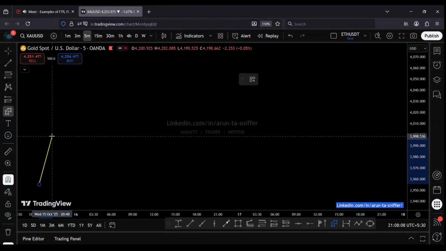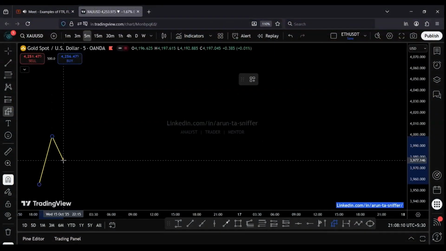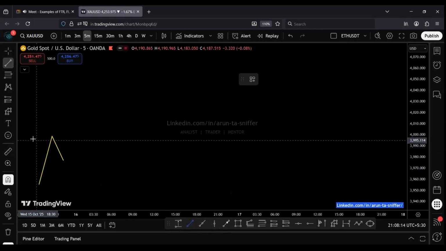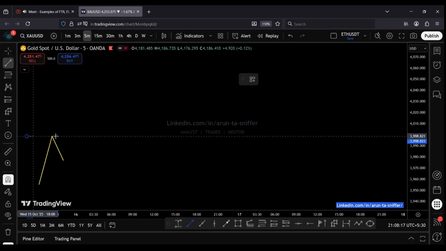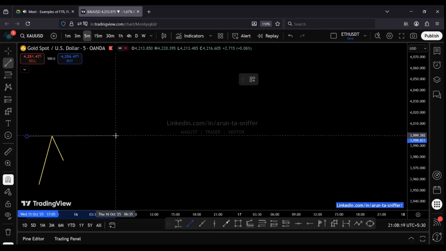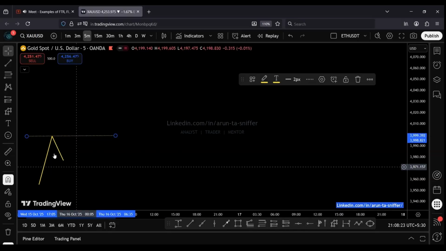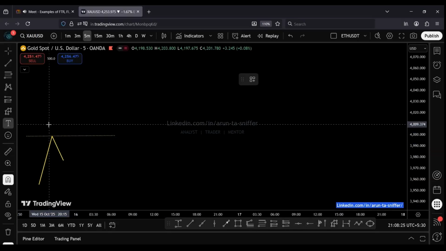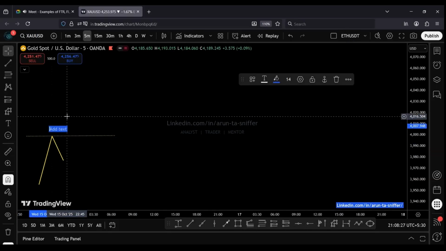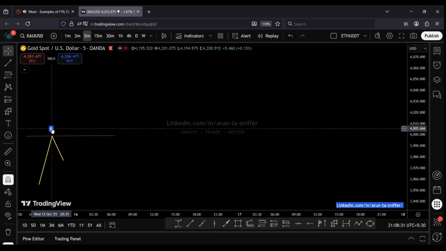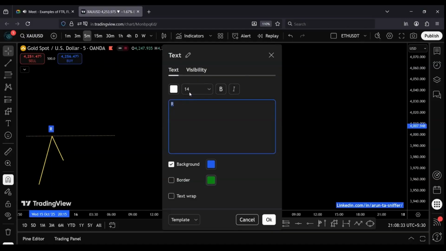When price goes up and pulls back, it creates a resistance. There is some resistance, that's why price goes down. Okay, so here we have resistance. Let's change the color.